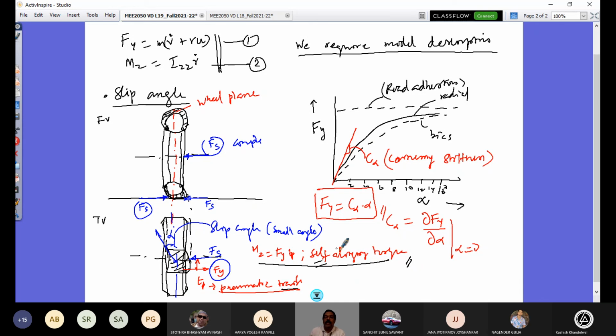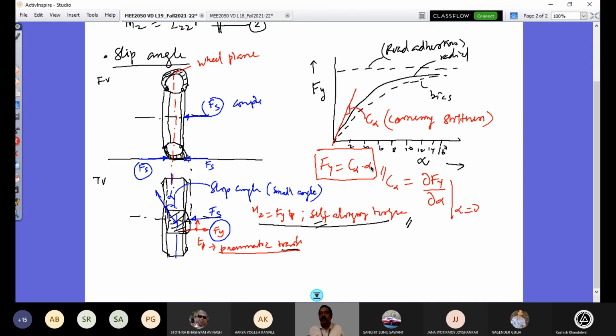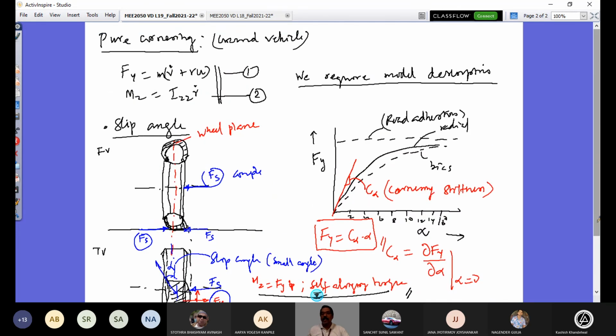That's important. Right, so this is some of the physics of tire-road interaction that you see, where you define your slip angle for your vehicle dynamics, for Fy to get generated. So now with this understanding, I'll stop at this point, and then we will go for model description and then the pure cornering equation.